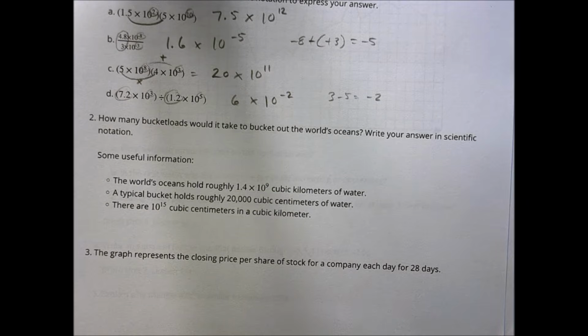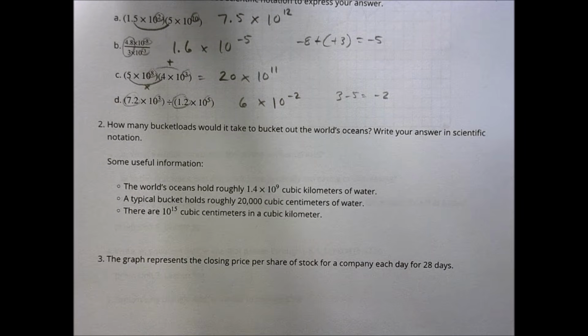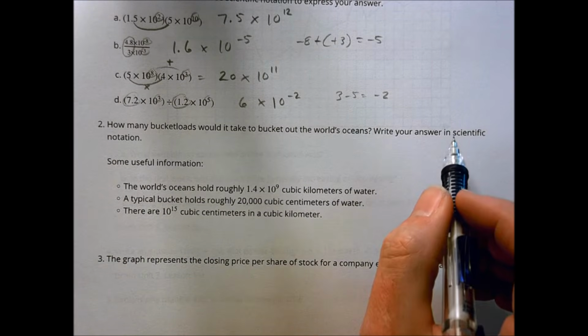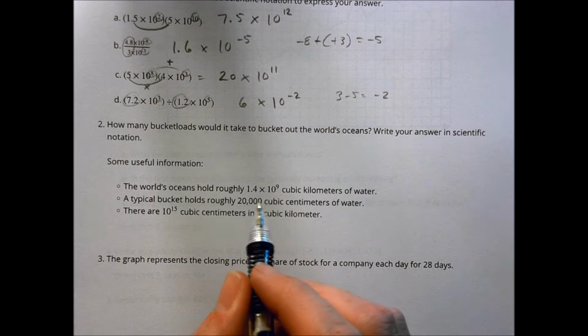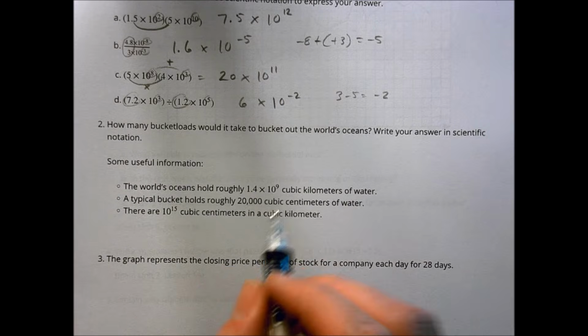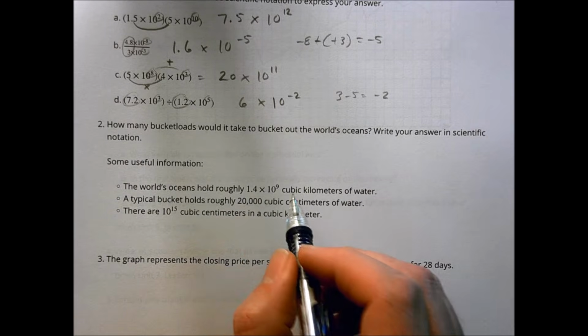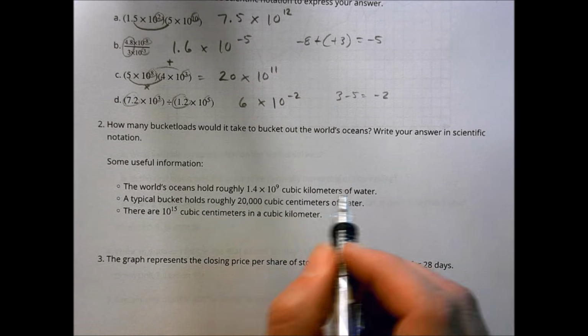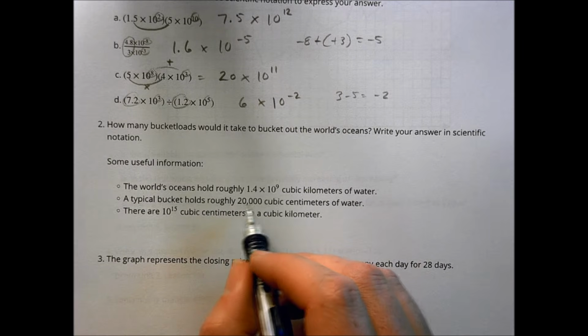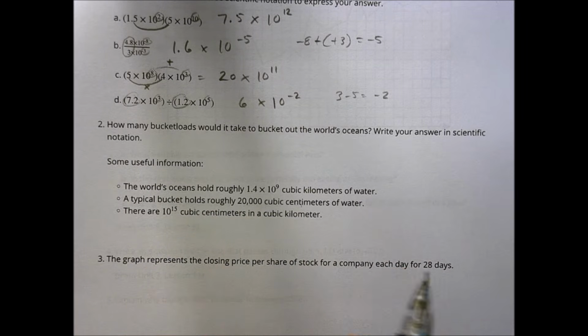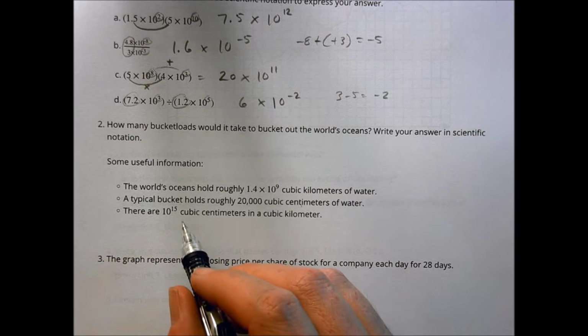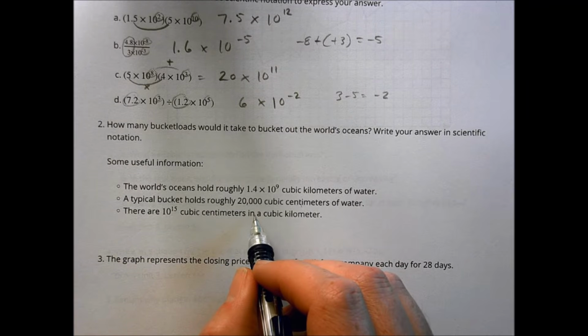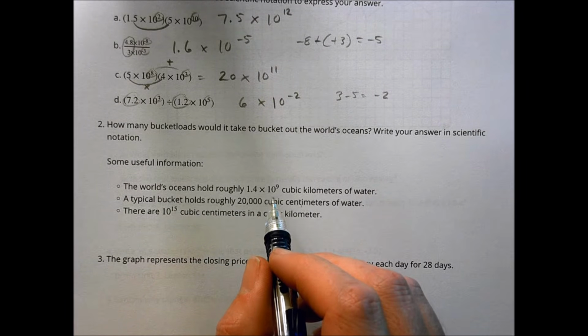All right, number 2. How many bucket loads would it take to bucket out the world's oceans? Write your answer in scientific notation. Here's some useful information. The world's oceans hold 1.4 times 10 to the 9th cubic kilometers of water. The typical bucket holds roughly 20,000 cubic centimeters of water. There are 10 to the 15th cubic centimeters in a cubic kilometer. All right, so lots of little notes here.